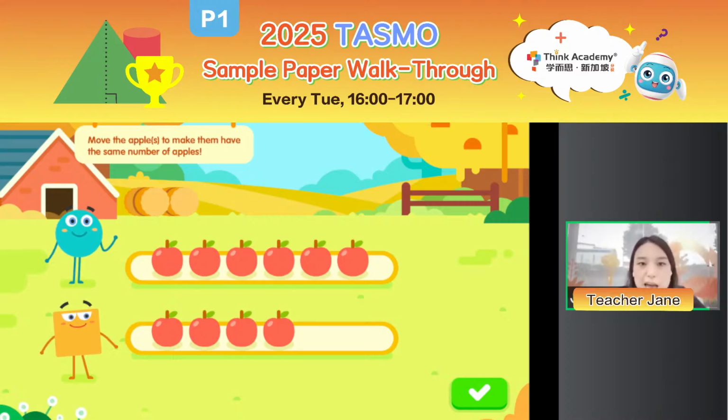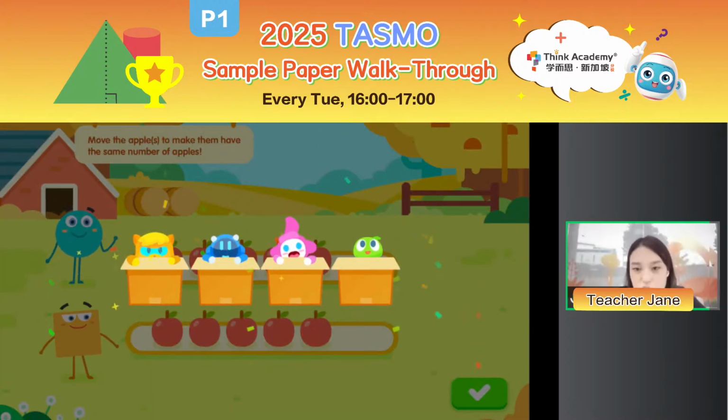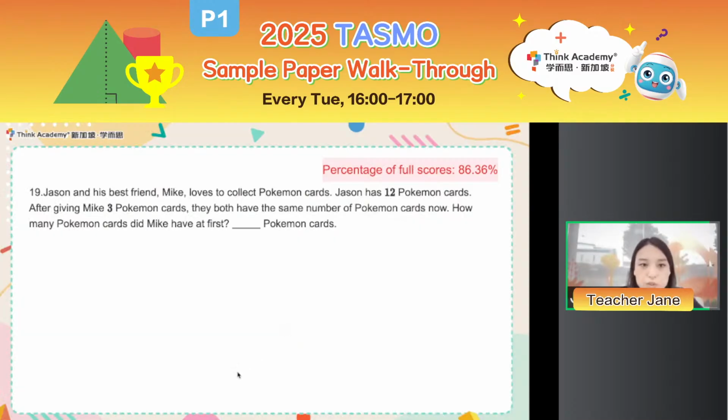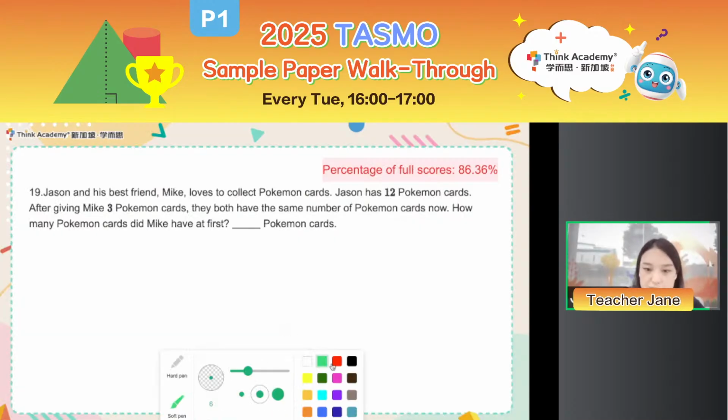Everyone, let's see. Move the apples to make them have the same number of apples. We can see the Grunt on the top. He got 6 apples, right? And then Squarey at the bottom had 4 apples. So let's move. Can we move the same part that both of them have? Can we move this apple? No, this is not that fair, right? We just move the difference part. Move the extra one here. Then they will be the same. So every time when we shift to equality, we just move the difference part.